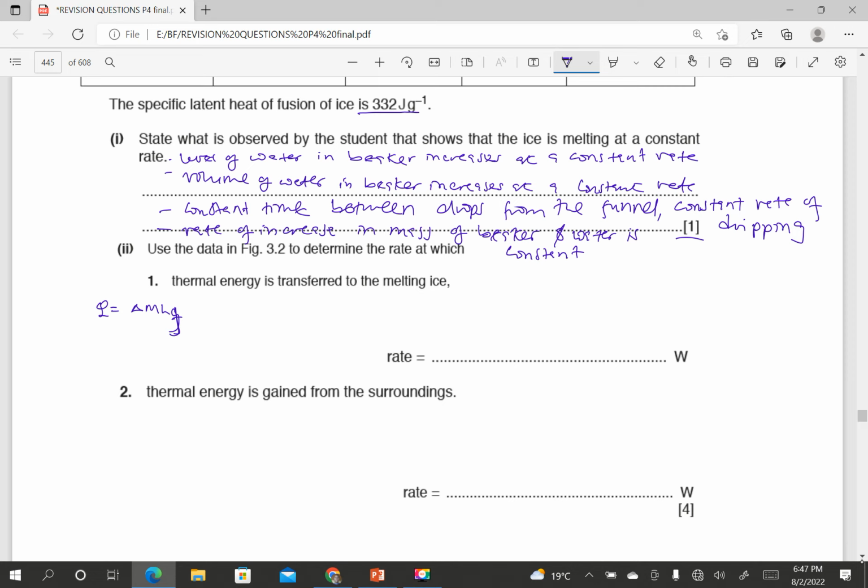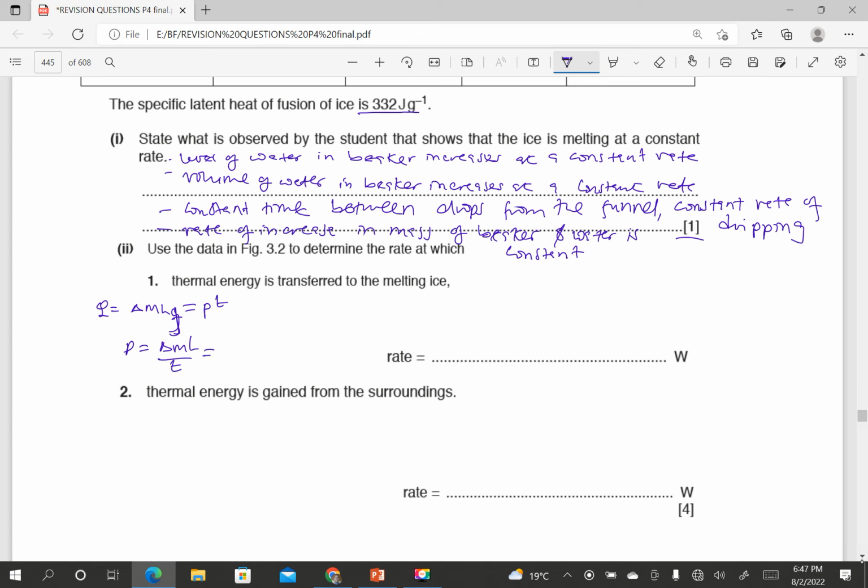In the table, they have given us V and I, which will help us to find power, then times time, that is energy. So this is going to be equal to power times time. What I want is power, actually the rate of transfer to the melting ice. So the power is going to be equal to the change in the mass times the latent heat of fusion of ice divided by time.